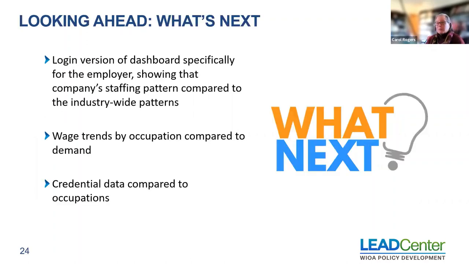And what's next? The login version of the dashboard. We really need to up our game on wage trends. And looking at credential data, we want to tie the credentials now to those wage records as well with the occupation, and get to where Jessica's going, which is with the career pathways. And let's look at how we can show what career pathways are conducive to people with disabilities, and make that more visible. Right, Caleb?